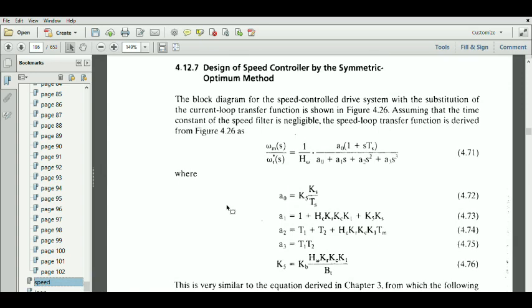Before going to the symmetrical optimum method, first we will discuss the whole system. The symmetrical optimum method is a method to optimize the total bigger equation. For simplicity, we optimize it that way into a simple equation. That is not much important for you, but for our sake, we need it to design the speed controller.